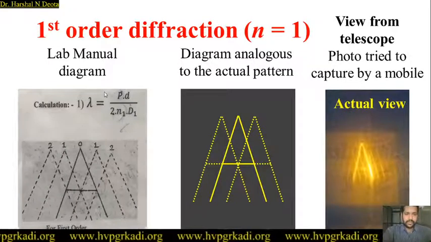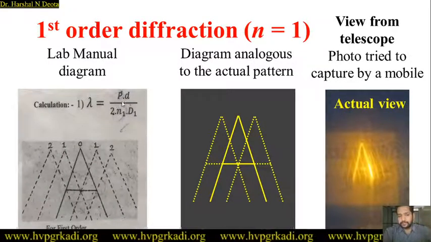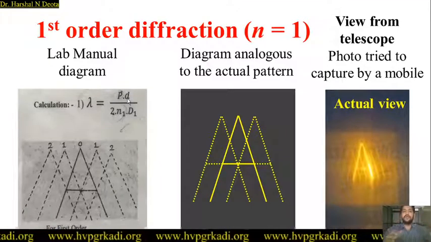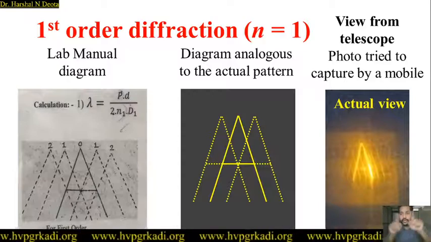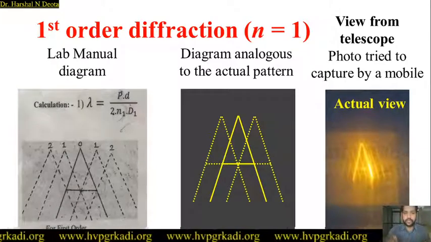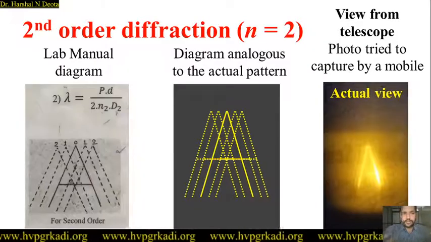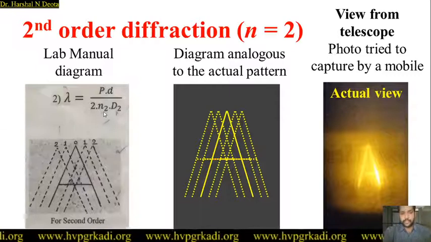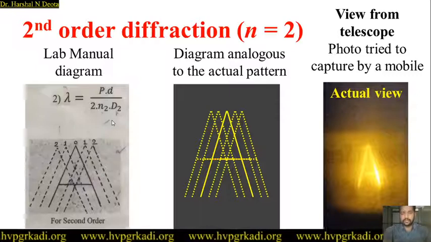For first order, we had lambda is equal to p. Remember students, p was the crossbar measurement of A. Small d was the distance of the vertical lines and the horizontal lines from the wire gauge. n1 is the order 1, d1 is the distance which you calculated. The second order also has the same formula, the only things that will change here are n2, which will be 2, and d2, which will be your distance here.